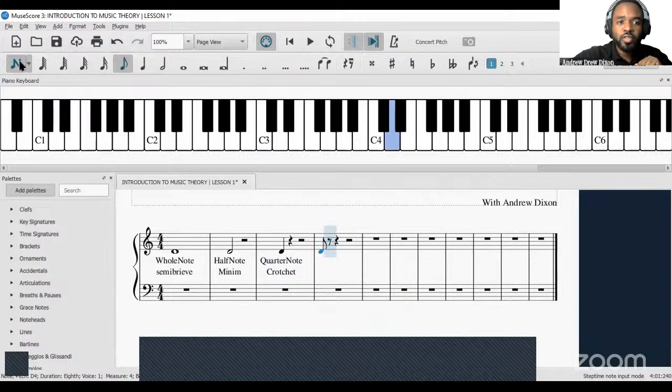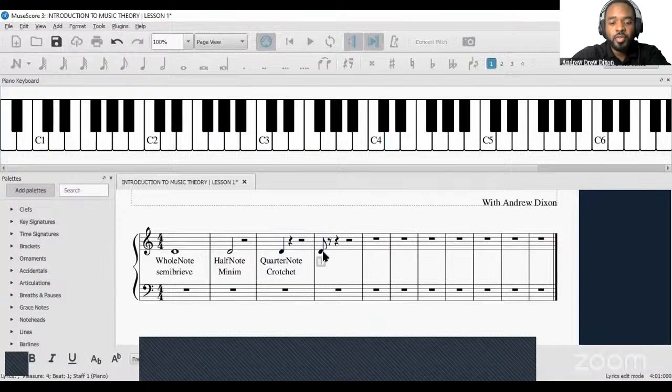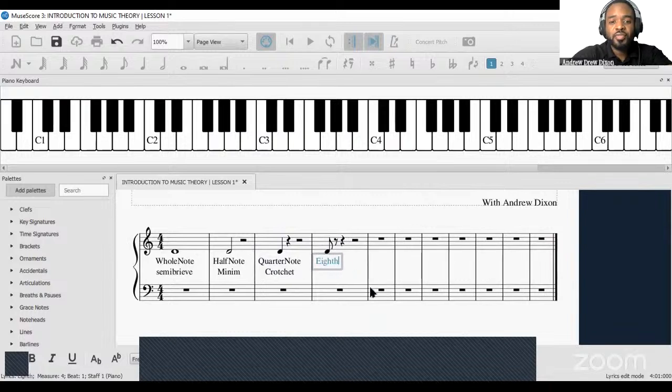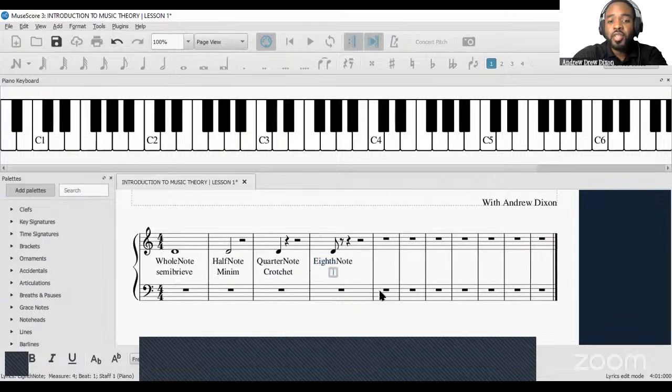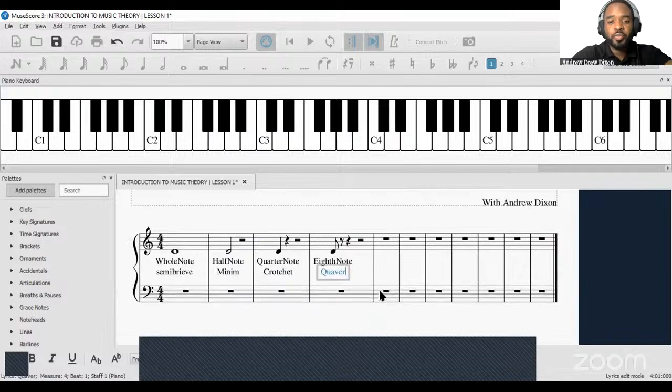This one is called, what's a half of a quarter? Who can tell me what's a half of a quarter? Any bright spark out there that's good at mathematics? Half of a quarter is 1/8. So this note is called eighth note. EIGHTH. Eighth note. And another name for the eighth note is the quaver.